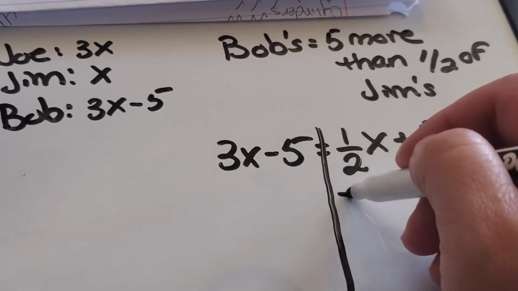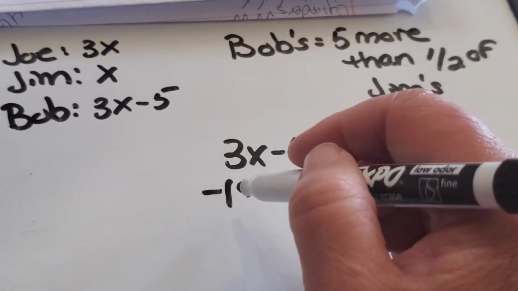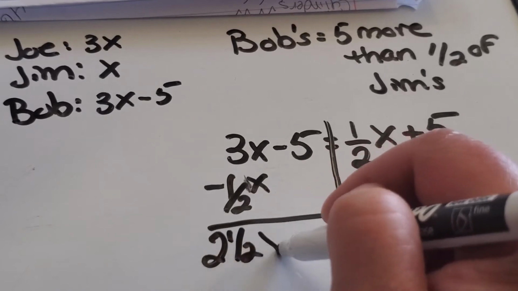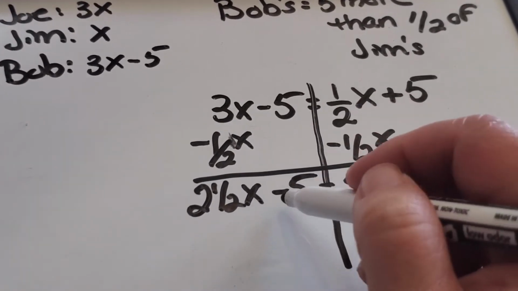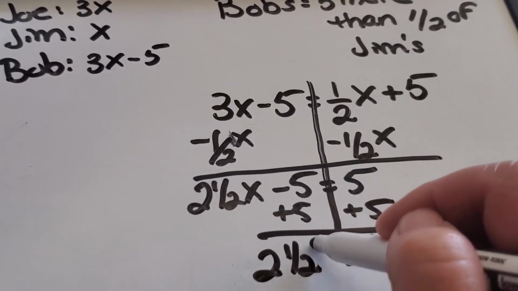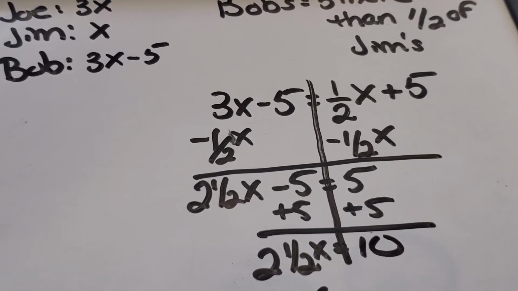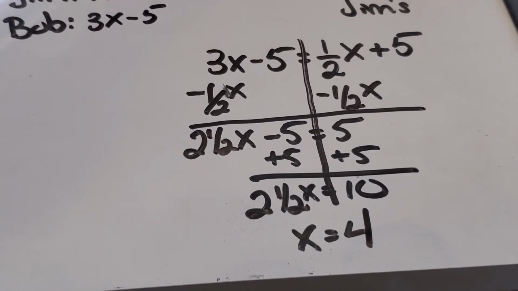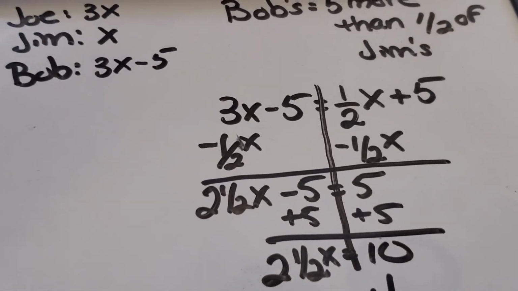So solve this by subtracting 1/2 x from both sides. I'm going to get 2.5 x minus 5 equals 5. I'm going to add 5 to both sides. I get 2.5 x equals 10. Divide 10 by 2.5, and I'm going to get 4. X is 4. Now, the question asks you to go back and find out how many cookies each boy has.